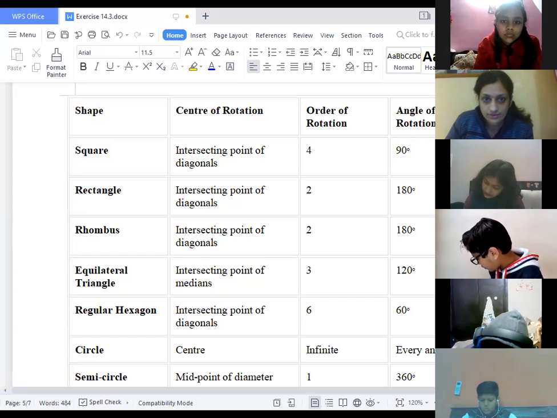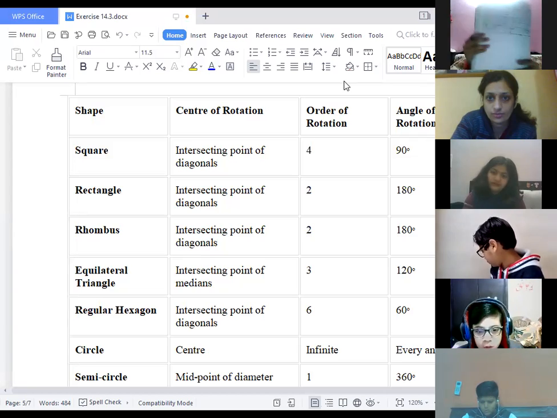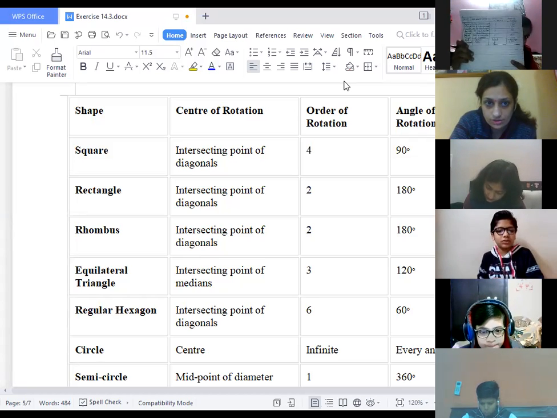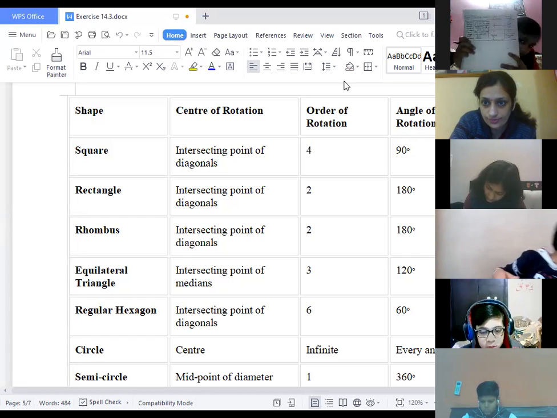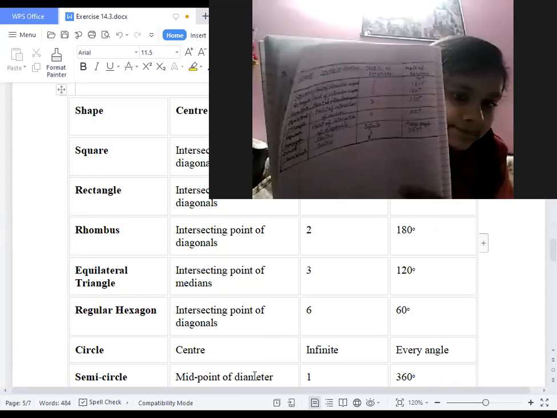So in a square, the center of rotation is the intersecting point of the diagonals, where the points get intersected. That point is called the center of rotation. And the order of rotation in a square is 4, you can rotate it 4 times, and the angle is 90 degrees.